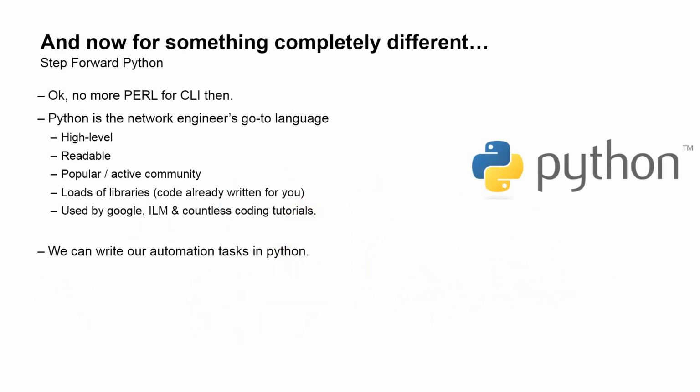Also, you've got loads of libraries. So you've got the great standard library, which is essentially code that's already written for you, and then you've got other third-party libraries. This is code that someone else has written to solve certain tasks, and you can import those. So there's loads of libraries that you can use. Also, this isn't playground stuff. It's used by Google, Industrial Light and Magic, and there's loads of coding tutorials to get you started, and it's very much the one that network engineers are using today. So what we can do is write our automation task in Python.